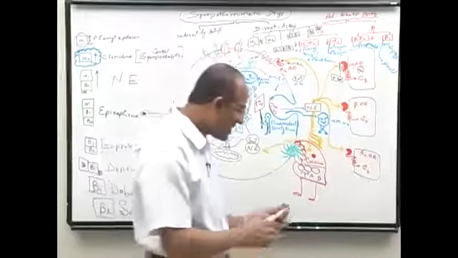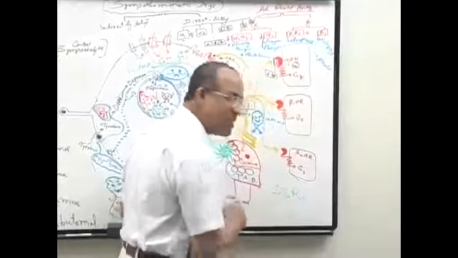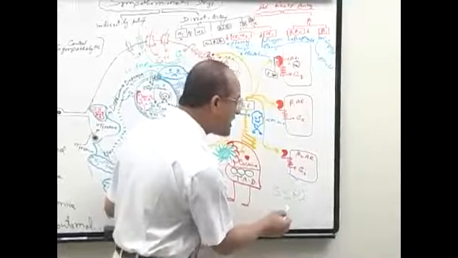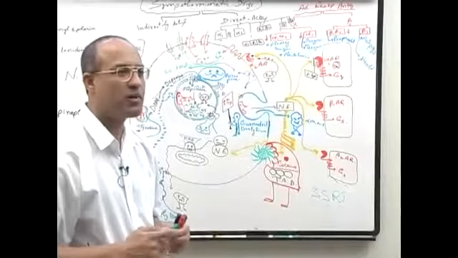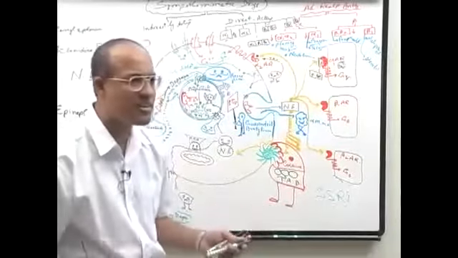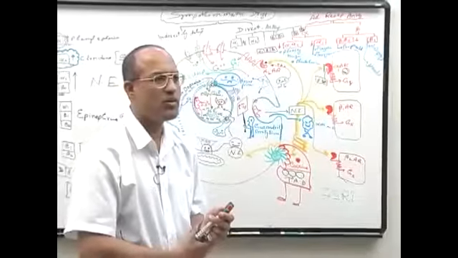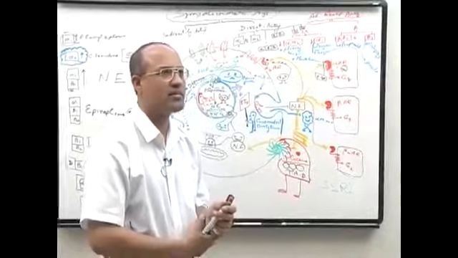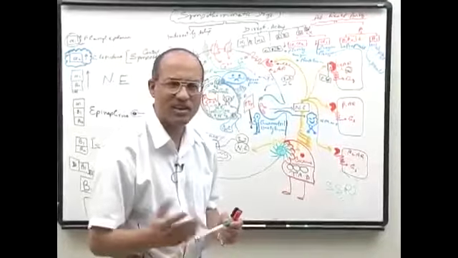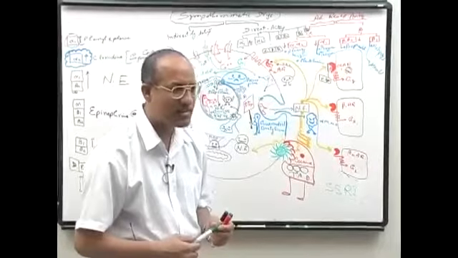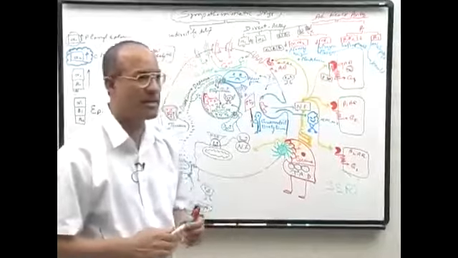SSRIs. What is that? Selective serotonin reuptake inhibitors. A classical example is Prozac. What is the active drug in Prozac? Fluoxetine. Paxil has paroxetine, and Prozac has fluoxetine.